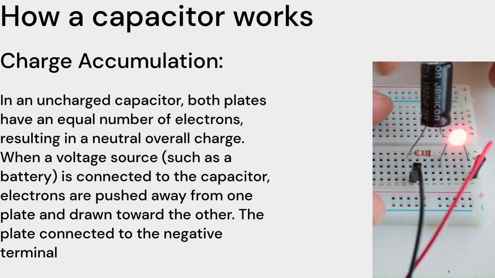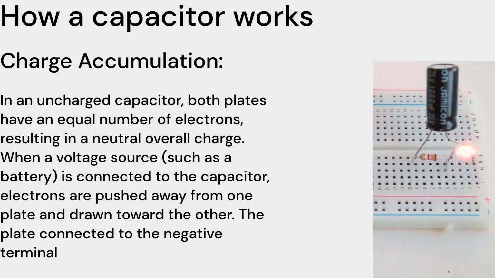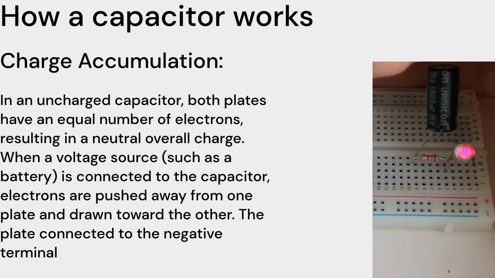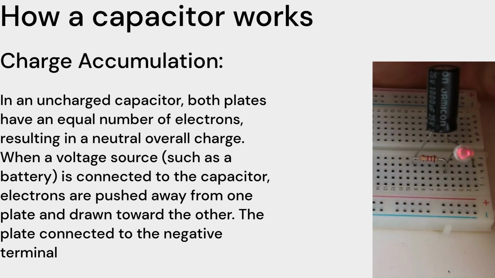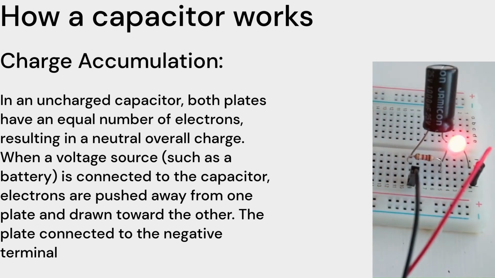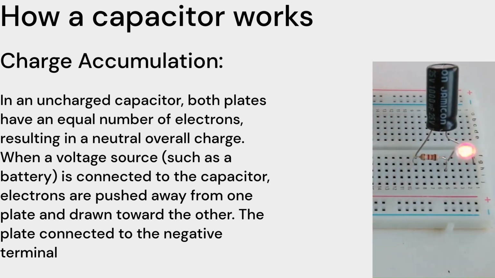Charge accumulation. In an uncharged capacitor, both plates have an equal number of electrons, resulting in a neutral overall charge. When a voltage source, such as a battery, is connected to the capacitor, electrons are pushed away from one plate and drawn toward the other. The plate connected to the negative terminal of the voltage source accumulates an excess of electrons and becomes negatively charged. The plate connected to the positive terminal loses electrons and becomes positively charged.